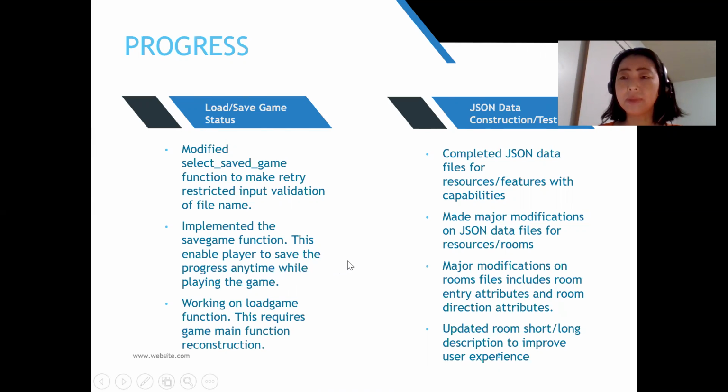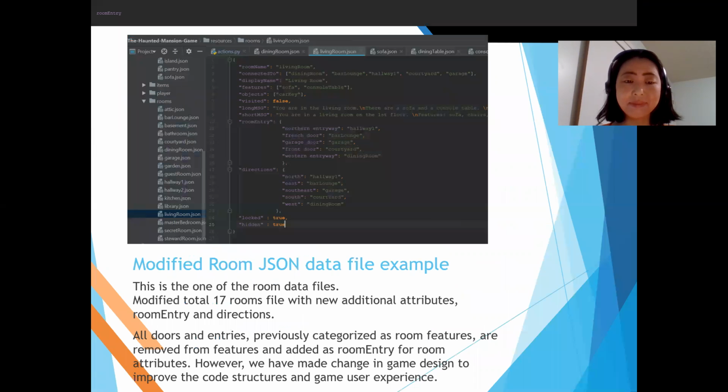The most major progress is on JSON data construction. Completed JSON data files for resource features with capability. Made major modifications on the JSON data files for resource rooms as well. The major changes to the room files include that room entry attributes and room direction attributes are added. Updated room short and long descriptions to improve user experience.